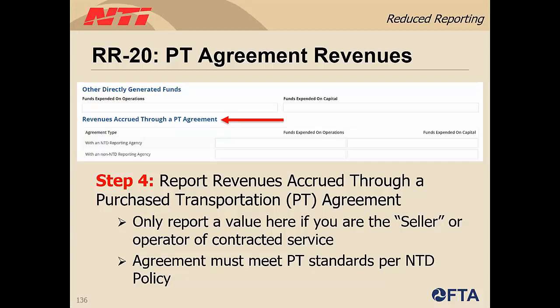The next section on this form is for PT agreement revenues, or revenues accrued through a purchase transportation agreement. You should only report a value in this field if your purchase transportation agreement meets NTD criteria for a full cost contract. This field is for revenues accrued by the seller of transportation services. This will not include passenger fares generated by the service. You shall only report a value in this field if you are the seller or operator of purchase transportation. If this field applies to your agency, it will indicate whether the revenues came from another entity reporting agency or a non-entity reporting agency.